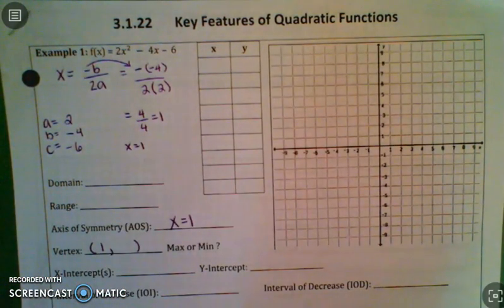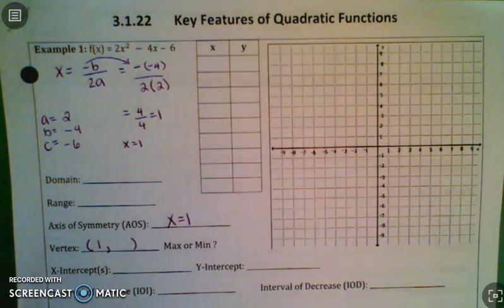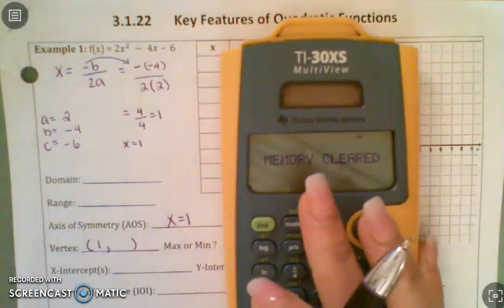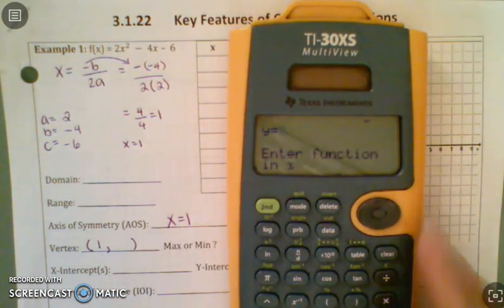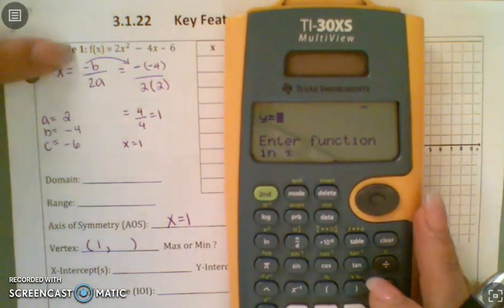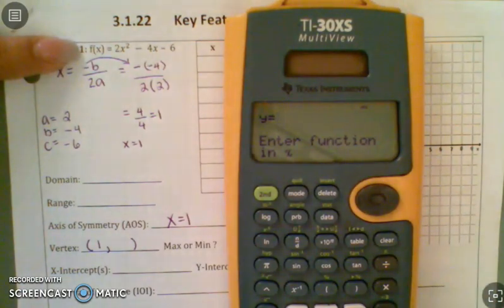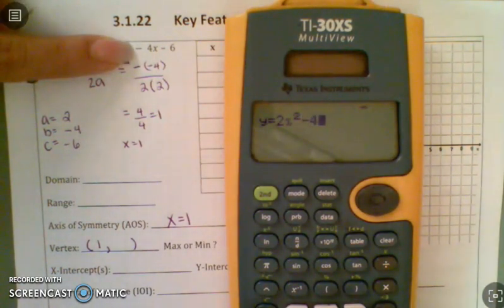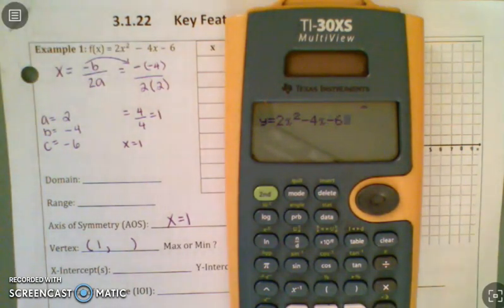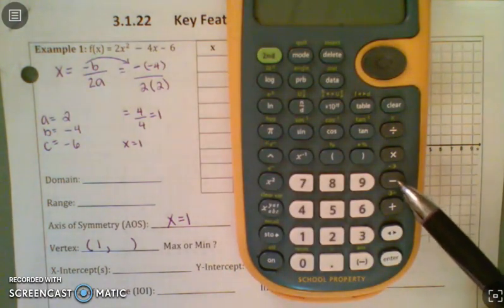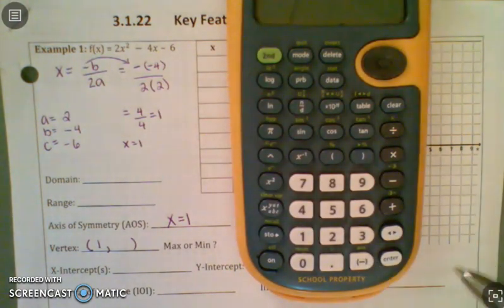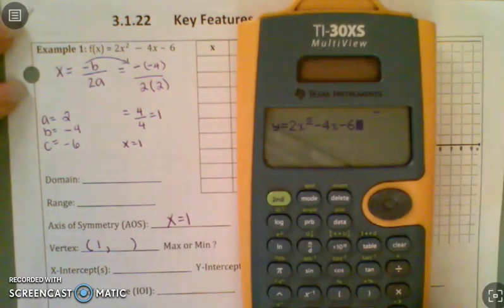So we know it's going to be 1 comma something. In order to find the other part, you're going to go into your calculator, go to table, and after you go to table, you're typing in your original equation. So 2x squared minus 4x minus 6. Make sure when you're typing this in, you're using the minus sign here and not the negative. We need minuses in between. Then you press enter.